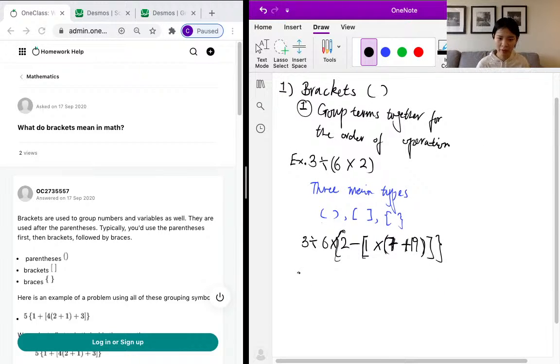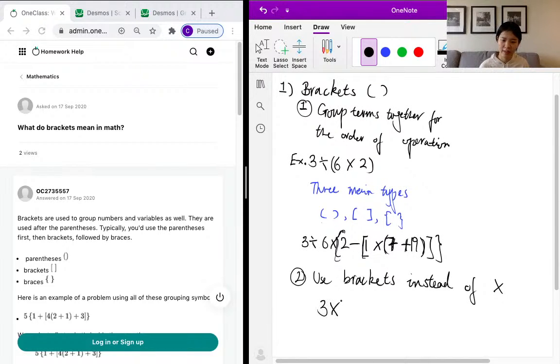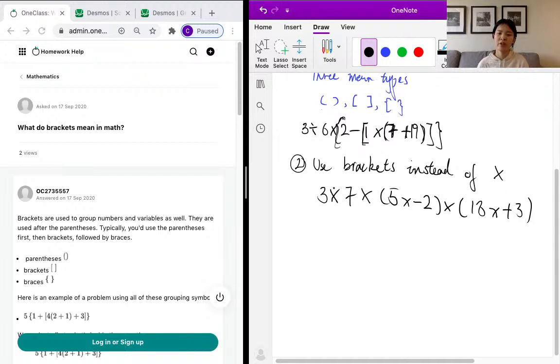The second really common use of brackets is using brackets instead of the multiplication sign. So sometimes you would have 3 times 7 times 5x minus 2 times 18x plus 3.